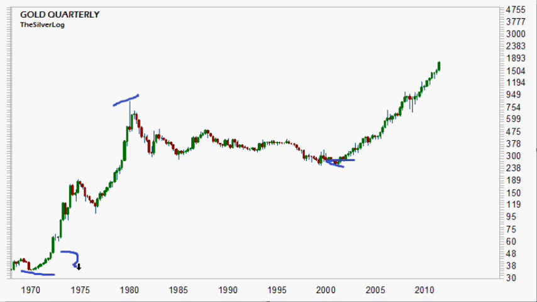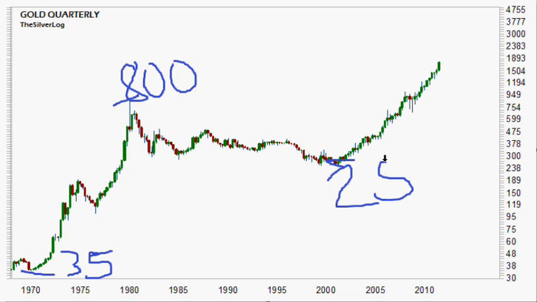Point B here was $35 per ounce. This point in here, 800. The difference from 800 to 35 would work out to approximately around 23, just by doing the numbers quickly in my head. And from this point B of 250, just simply multiplying it by 20 brings us to the area of the $5,000 per ounce.